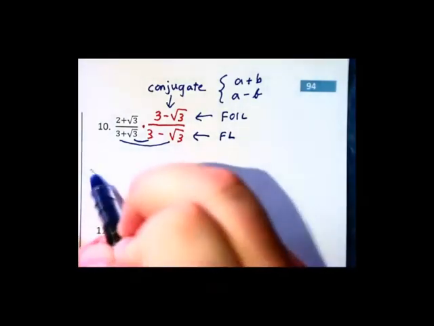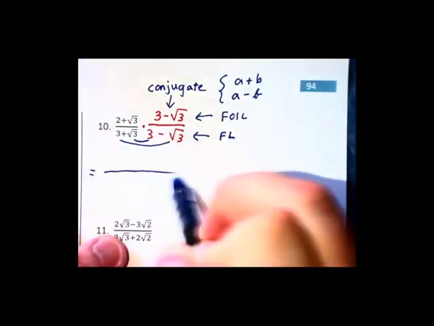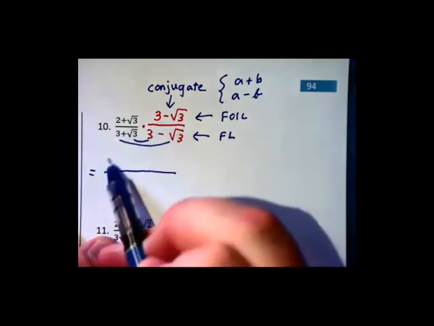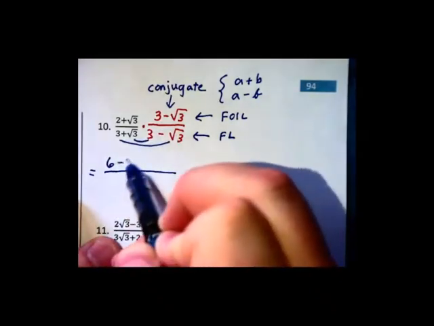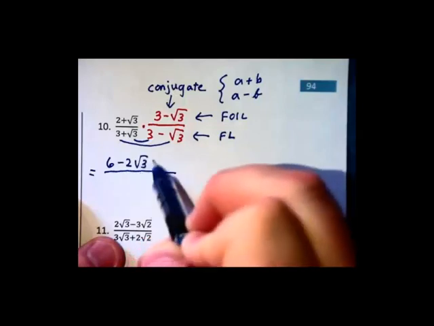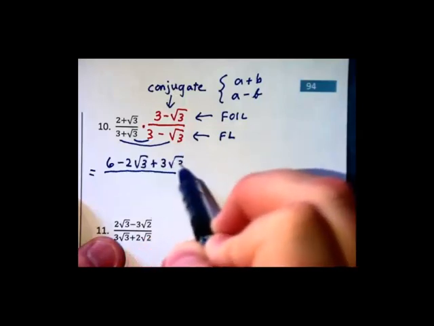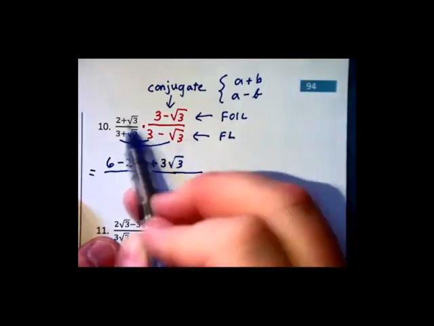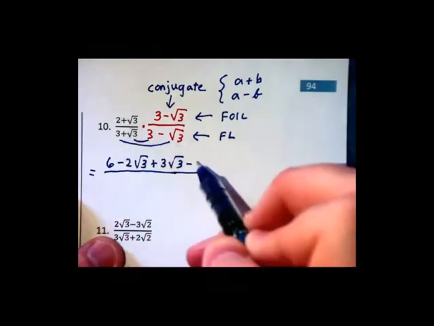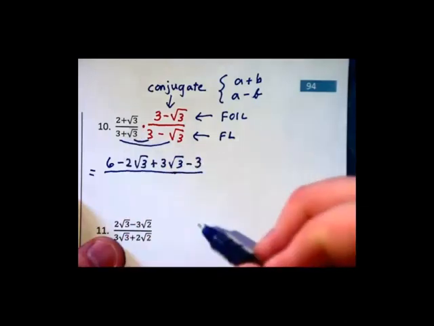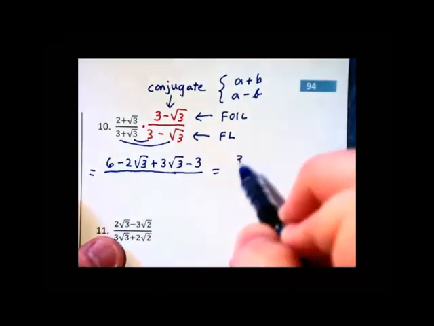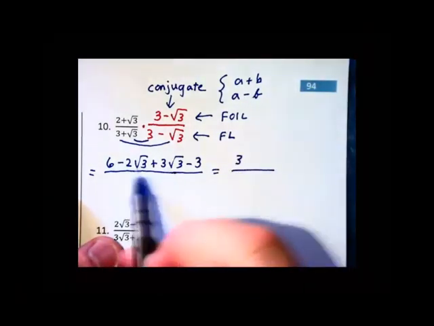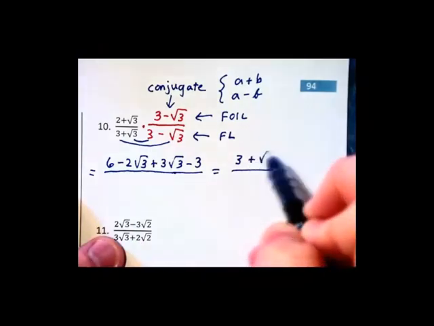So here we go. FOILing up in the numerator. 2 times 3 makes 6. Outer is minus 2 root 3. Inner is plus 3 root 3. And the last term of FOIL, positive times negative, makes negative root 9, which is 3. So up above, 6 minus 3 is 3. Combining like terms with those radicals, we get plus root 3.